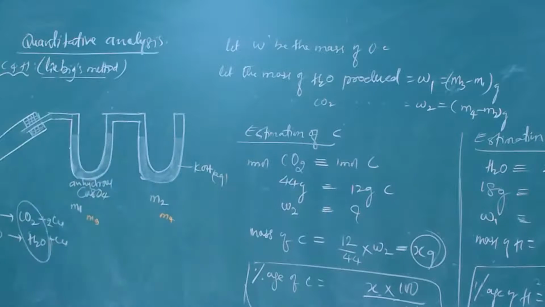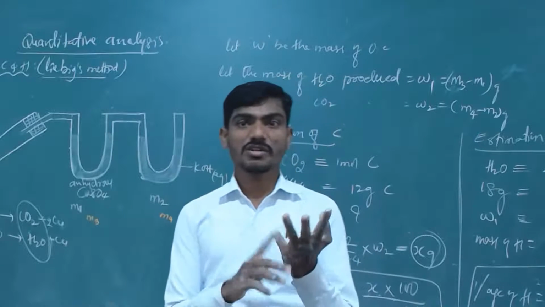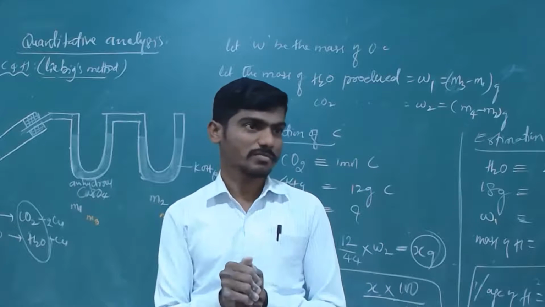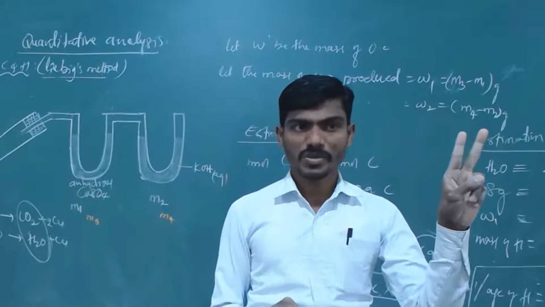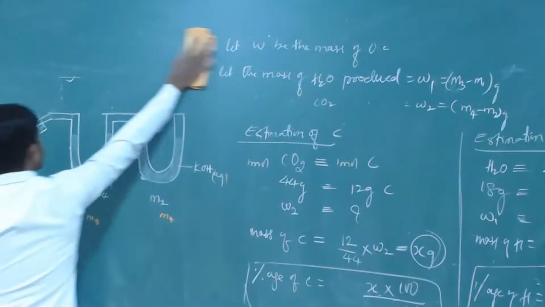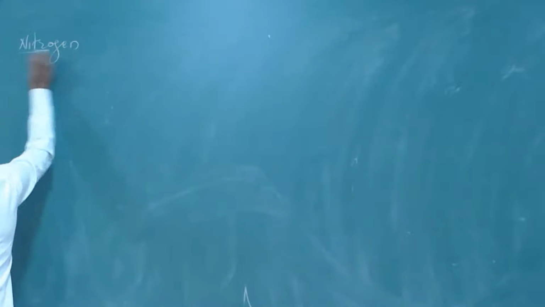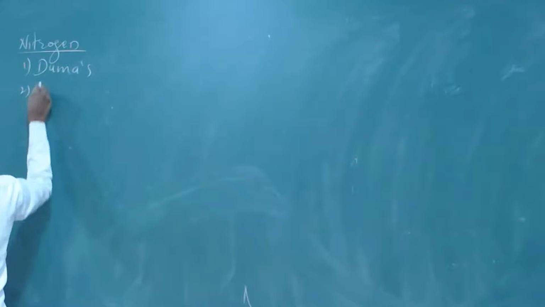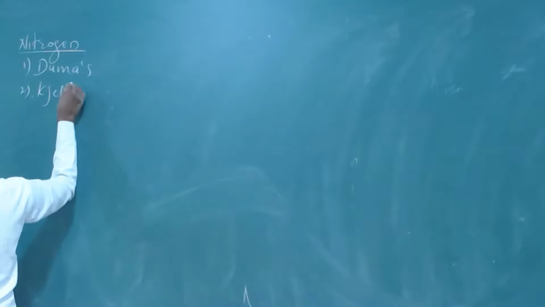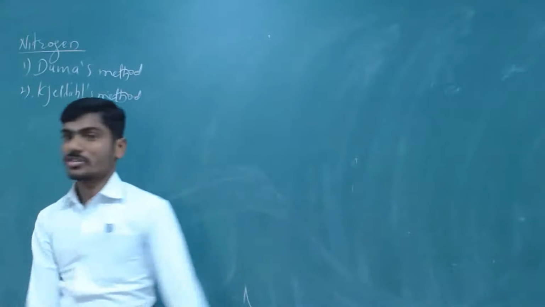Estimation of nitrogen, estimation of halogen, sulfur, phosphorus, oxygen. All the estimations. So for nitrogen, two methods are there. Estimation of nitrogen by Dumas method and Kjeldahl method. Number one, the first one is the Dumas method, and second is Kjeldahl's method.